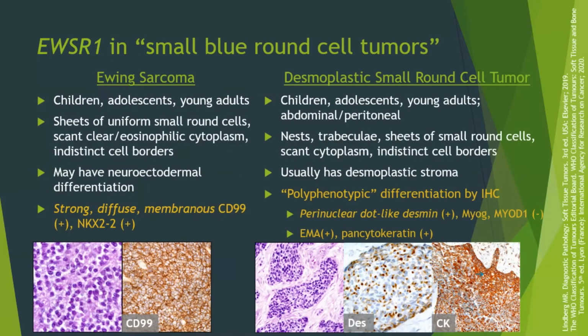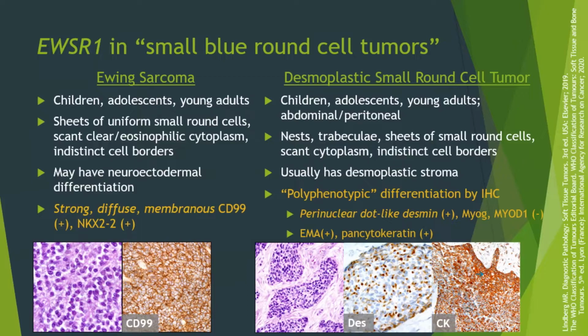So this is an example of what I've mentioned earlier, that we should interpret the EWSR1 results in the context of the clinical, histomorphologic, and immunohistochemical features of the tumor. Both Ewing sarcoma and desmoplastic small round cell tumor are small blue round cell tumors. They are both EWSR1 translocated tumors, as we have seen in the previous slide. Both actually occur in younger age groups: children, adolescents, young adults.